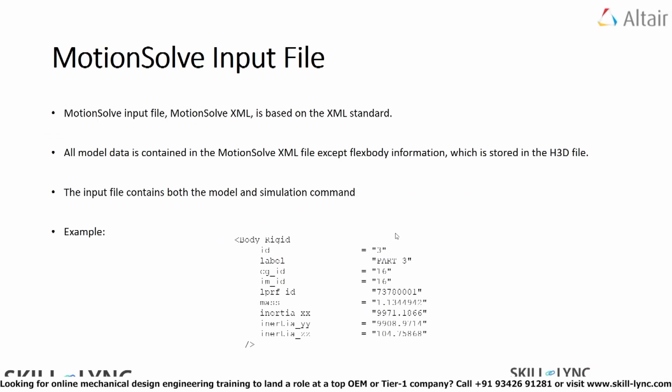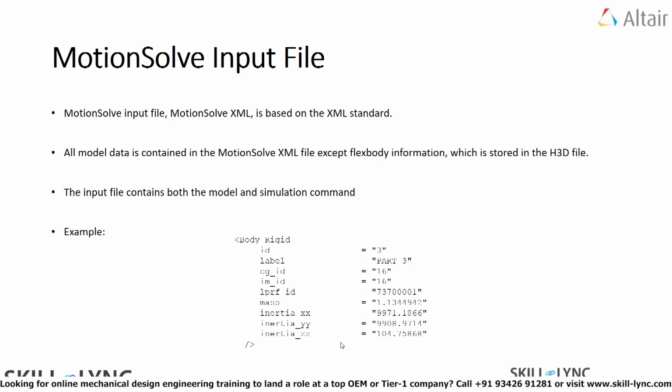So here I'm going to explain the MotionSolve input file. As I mentioned in the second slide, once the model building is complete, we need to save the model, which gets saved automatically in the .xml format, which is the only format recognized by MotionSolve. All the model data is contained in the MotionSolve .xml file except the flex body information, which is stored in the .h3d file. The input file contains both the model and the simulation command.